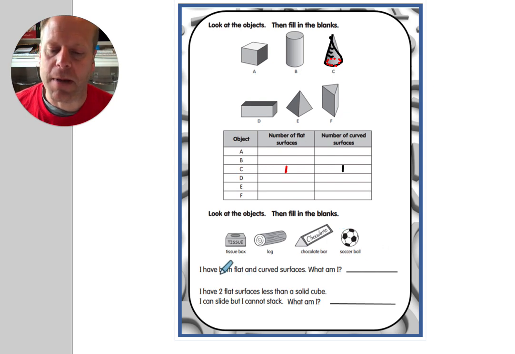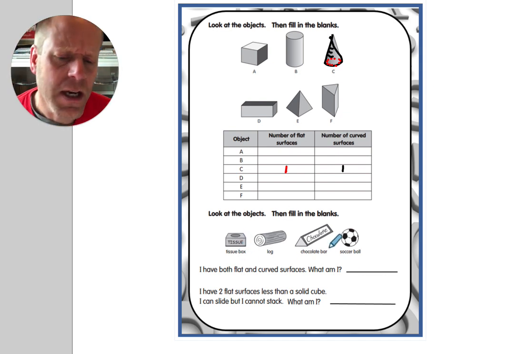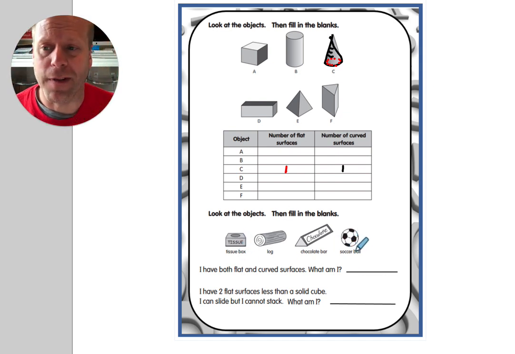Down at the bottom, I'm going to describe some different shapes. You have to read the description and then choose what I'm talking about. So for example, I have both flat and curved surfaces. What am I? So you're going to look and say, does this have any curves? Does this have, oh, that has curves but no flats, right? So you're going to have to figure out, am I talking about the chocolate? Am I talking about the tissue? Am I talking about whatever it might be?